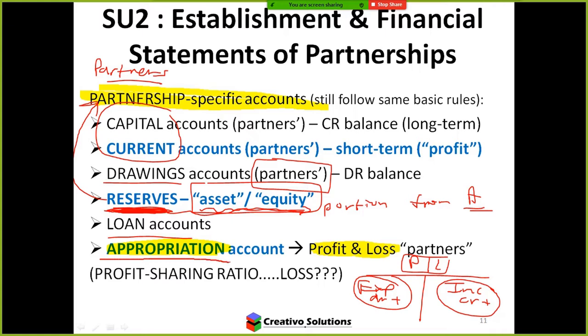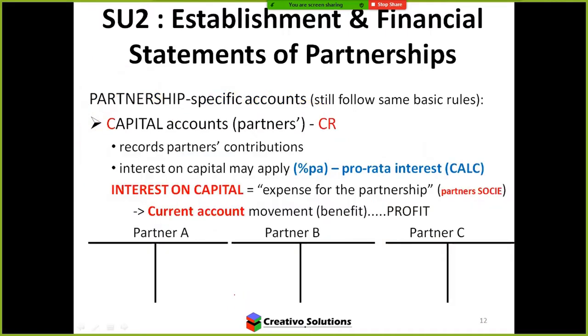Same with appropriation. The only reason why they use the word appropriation instead of profit and loss is because you have multiple owners. And that's where the profit sharing ratio comes into it. Because we need to split the profit to the capital for the partners. Here's just a few other notes on each of those accounts. I'm elaborating on each of them. So you saw the summary.